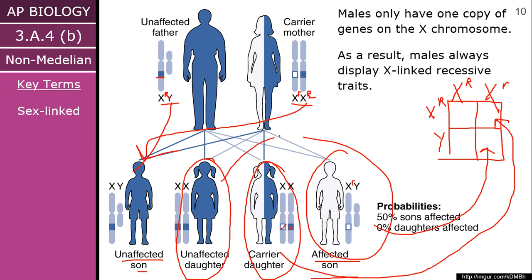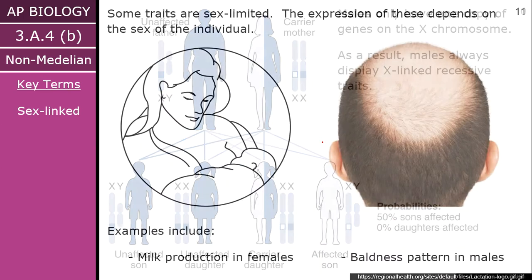Okay. This is an unaffected daughter. So she got two normal alleles from her parents, both on the X chromosome. And here's an unaffected son. Got the normal allele from mom and the Y chromosome from dad. So these are just showing the same thing.